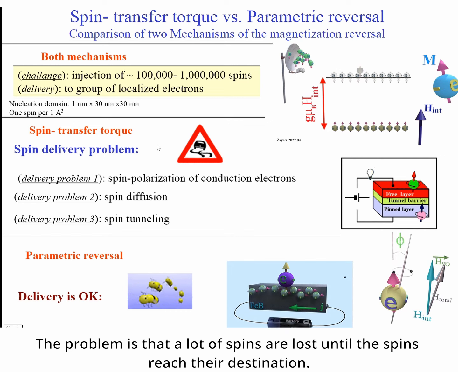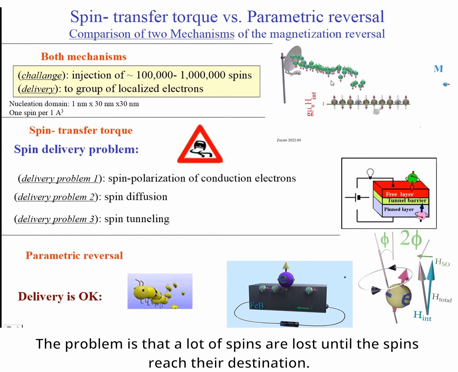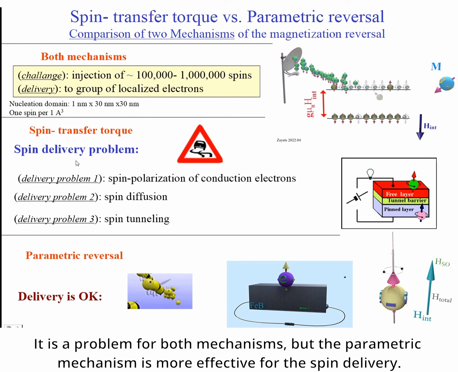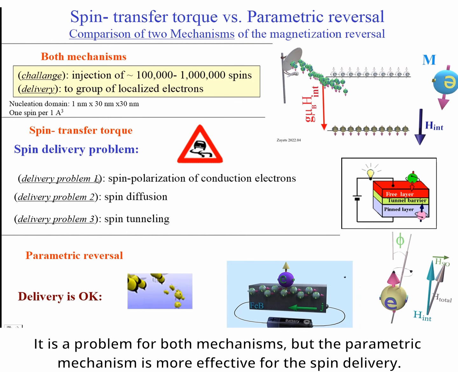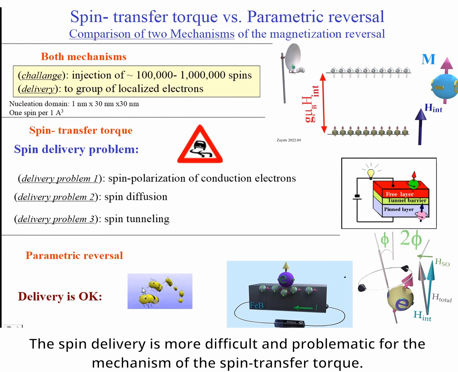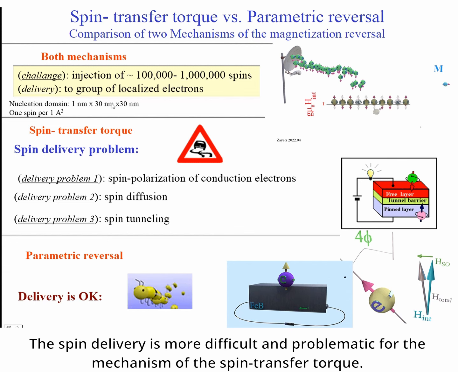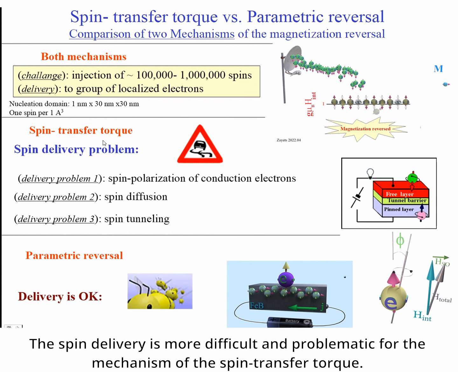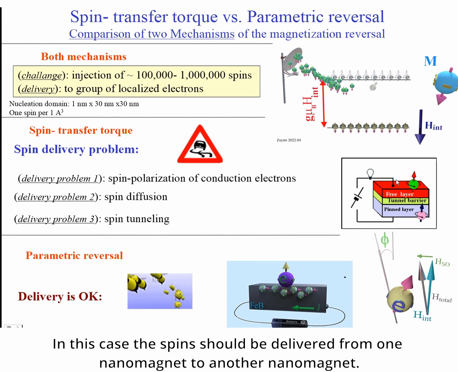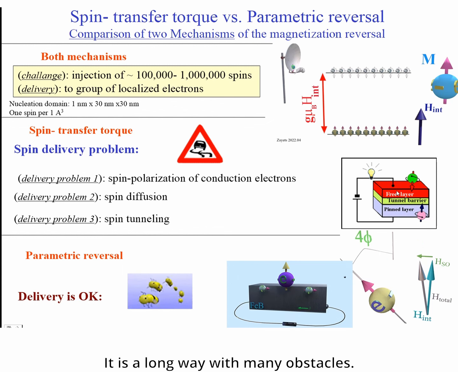The problem is that a lot of spins are lost until the spin reaches the destination. It is a problem for both mechanisms, but the parametric mechanism is more effective for the spin delivery. The spin delivery is more difficult and problematic for the mechanism of the spin transfer torque. In this case, the spin should be delivered from one nanomagnet to another nanomagnet. It is a long way with many obstacles.